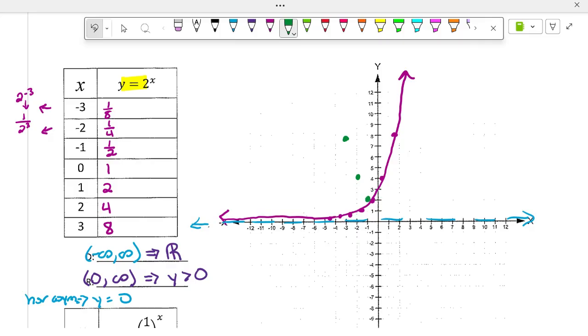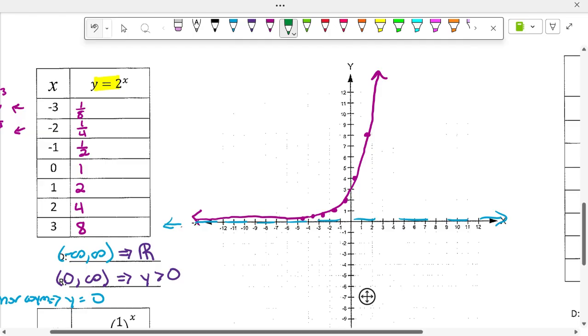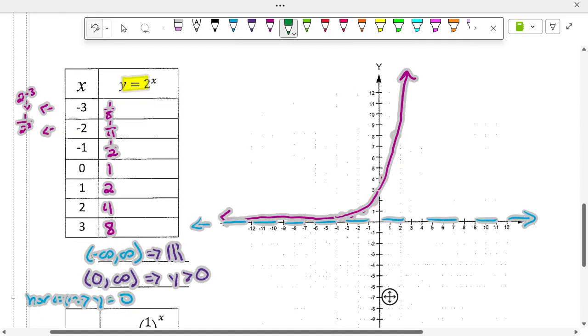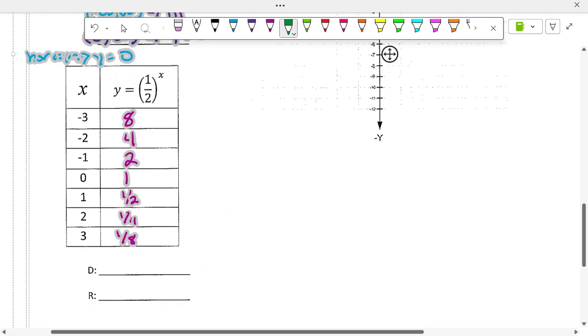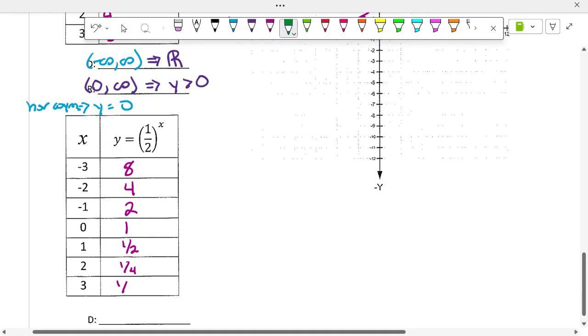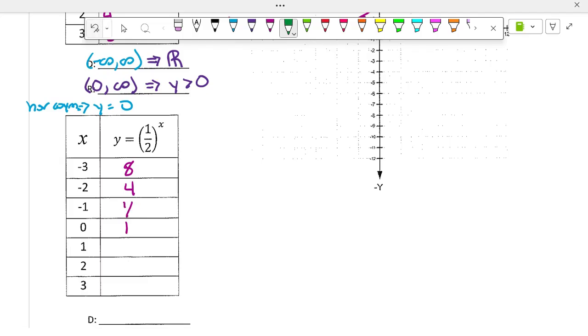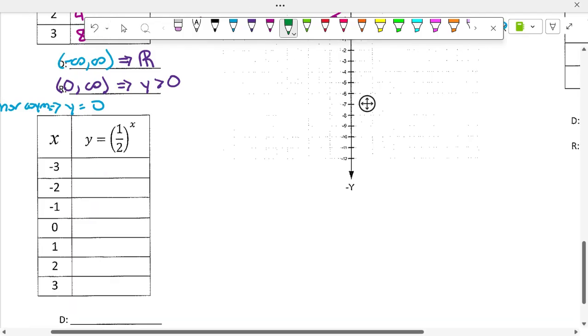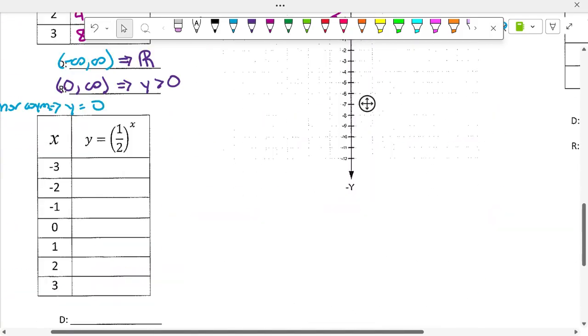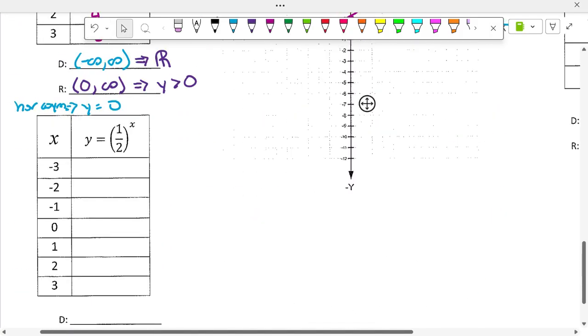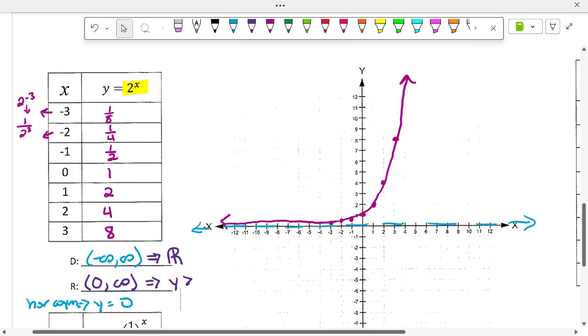Oh, crap, did it move? Yes, it did. Guys, hold on. My computer did a little stupid. There it goes.